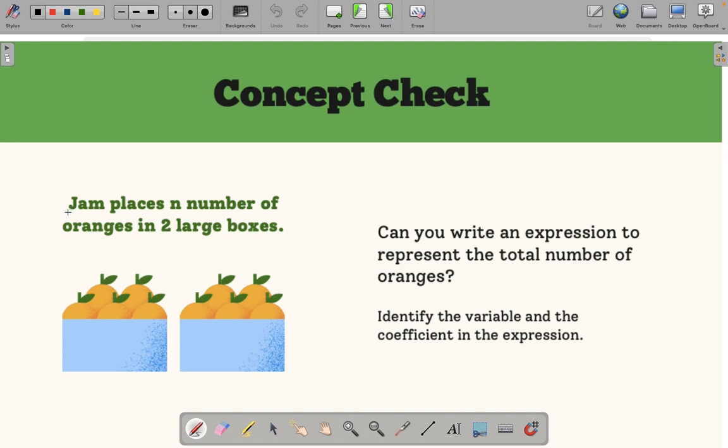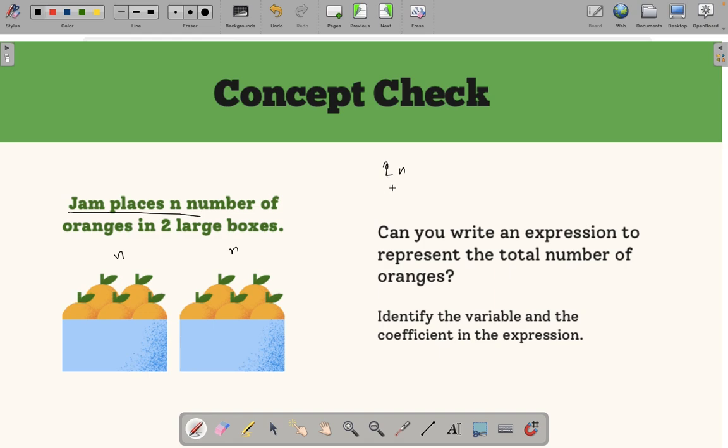Okay. Now, this is a question. Jam places n oranges in two large boxes. What is the total number of oranges you'll have? So say for example, this is the first jar, you placed n oranges here. This is the second jar, you placed n oranges here. So what is the total number of oranges that you have? Yeah, very good. It is 2n, right?